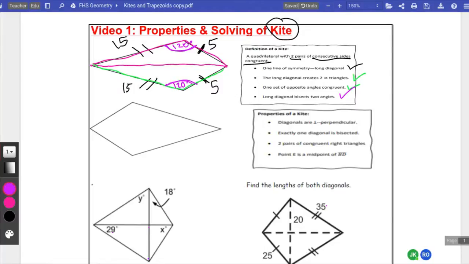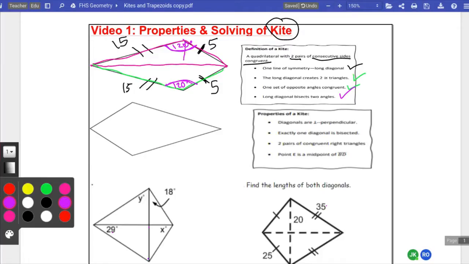Diagonals are perpendicular, meaning this. Let me draw the second diagonal, the one that goes right here. Perpendicular means we're going to have 90 degrees form right there. That's the first 90. Here goes the second 90. There goes the third 90. And the last and fourth 90. Perpendicular means they create 90 degrees, and we will use those 90 degrees to find any other missing angles.